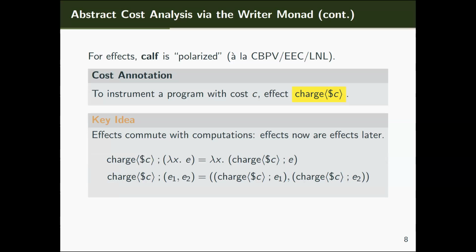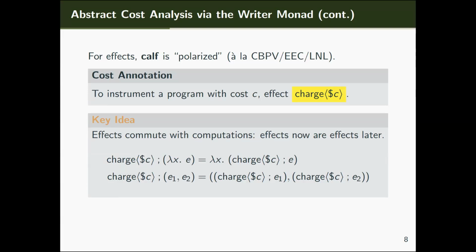You can think of that like printing C, and you want to count up the amount of printing, the amount of cost Cs that are printed. So an important property in these languages is that effects commute with computations. For example, if you charged at the beginning and then had a lambda expression, you can actually push the charge into the lambda expression. Or if you had a charge before a tuple, you can push the charge into both components.